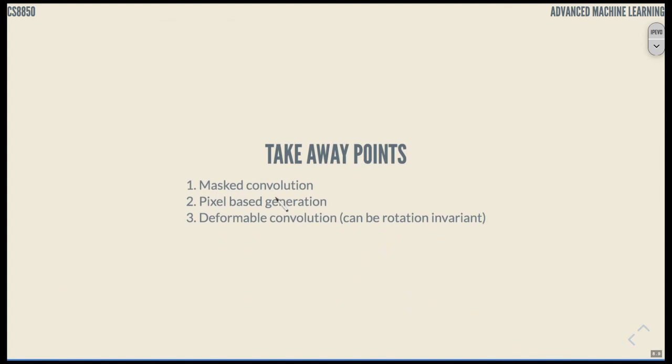So take home points: masked convolution. Very interesting, very simple, and I hope it's a little bit surprising or amusing to you that by masking local fields of view, we can mask the field of view of a neuron that is somewhere at the end of the deep network that sees the whole image, but the mask will be very similar to the local mask. Then pixel-based generation. We can generate signals, sounds, and images pixel by pixel, literally, which is mind-blowing when this work first appeared. And then deformable convolutions.